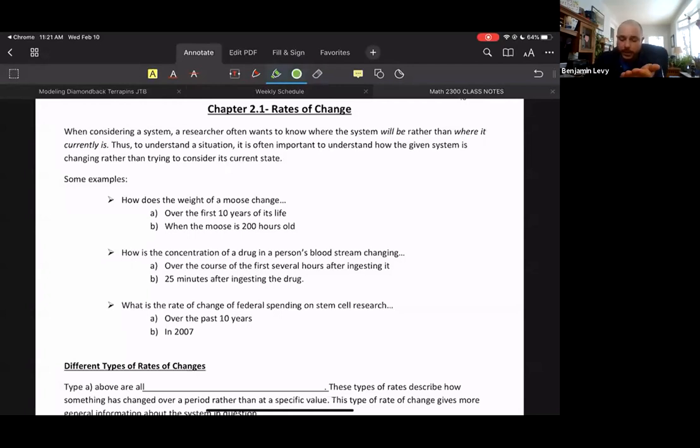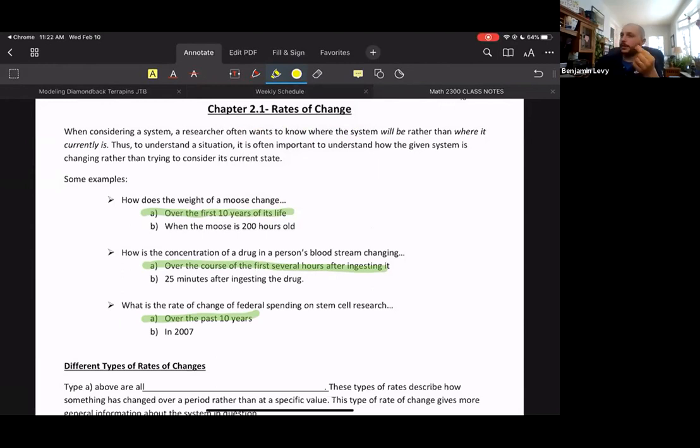And we're going to talk about two different types of rates of change, right? And so the first type here are all type A. I'm going to highlight those all in green because those are all similar to each other. In the first instance, you could think about two different ways a moose's weight changes, for example. Let's say we're a moose researcher. You might care about how much weight is gained over the first 10 years of its life.